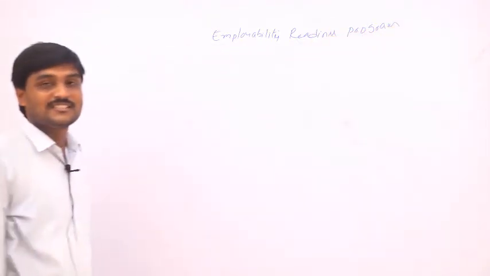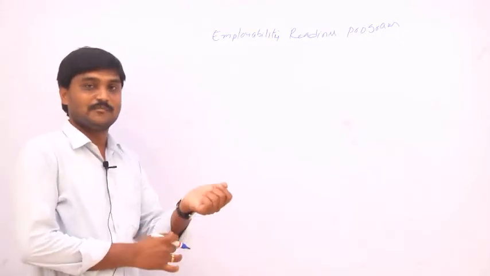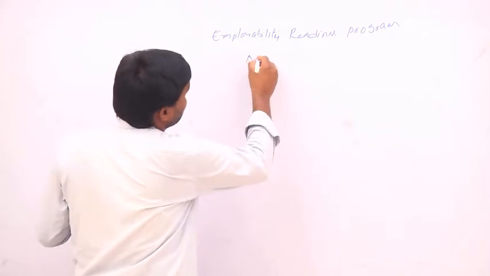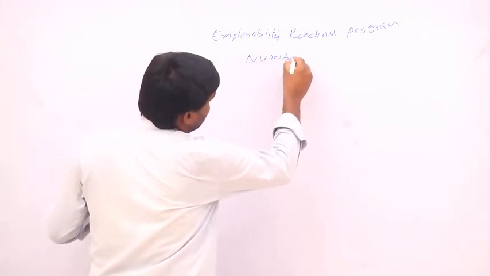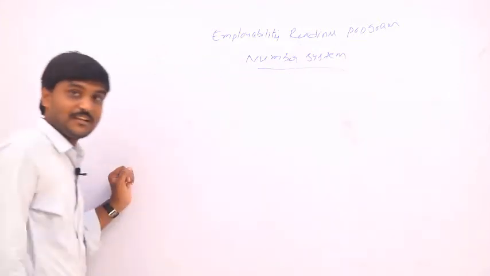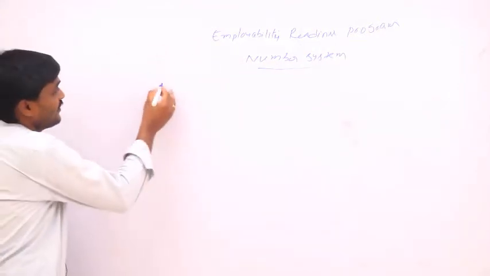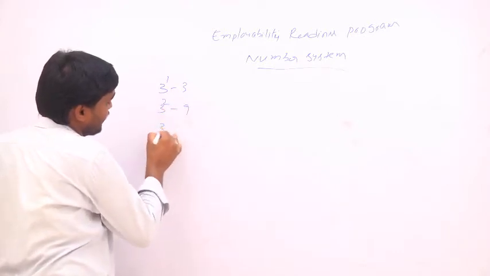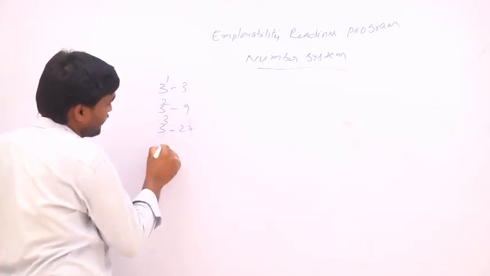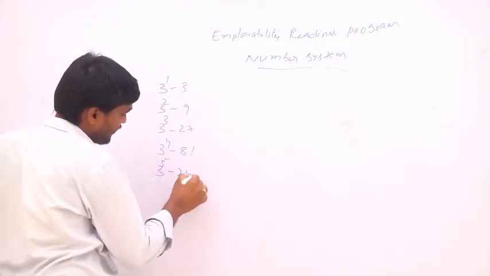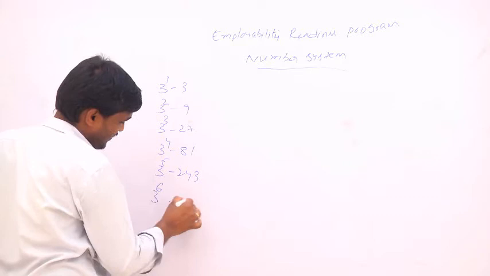Unit digit of 2 power any number was already discussed. Next, 3 power any number. Suppose 3 power 1 is 3, 3 square is 9, 3 cube is 27, 3 power 4 is 81, 3 power 5 is 243, 3 power 6 and so on.